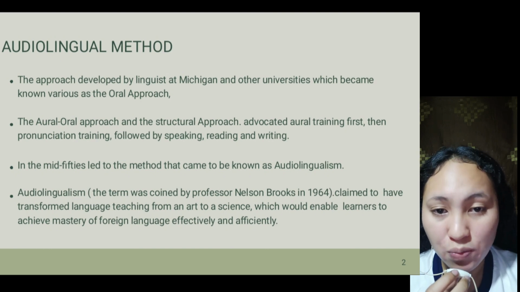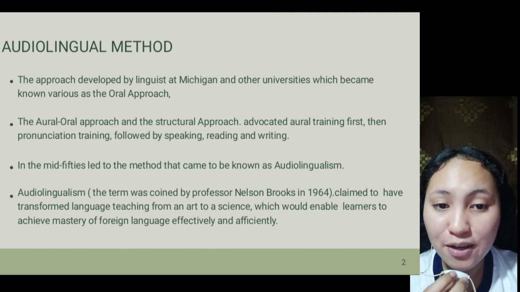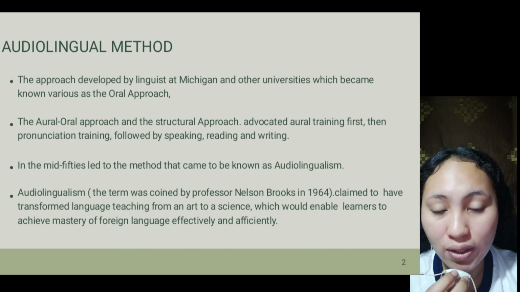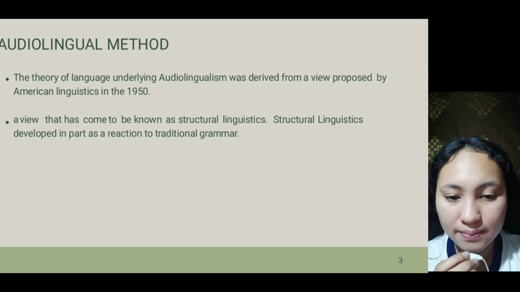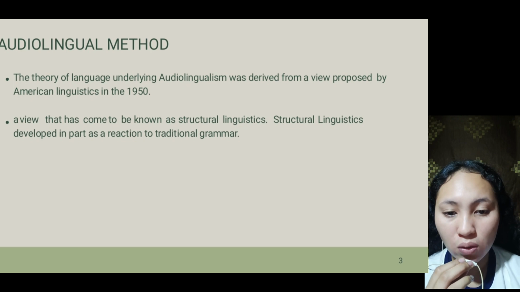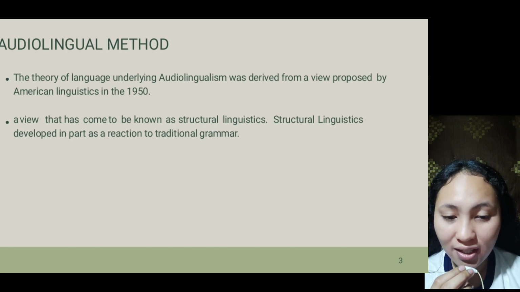Audiolingualism, a term coined by Professor Nelson Brooks in 1964, claimed to have transformed language teaching from an art to a science, which would enable learners to achieve mastery of a foreign language effectively and efficiently. The theory of language underlying audiolingualism was derived from a view proposed by American linguists in the 1950s, known as structural linguistics. Structural linguistics developed in part as a reaction to traditional grammar.